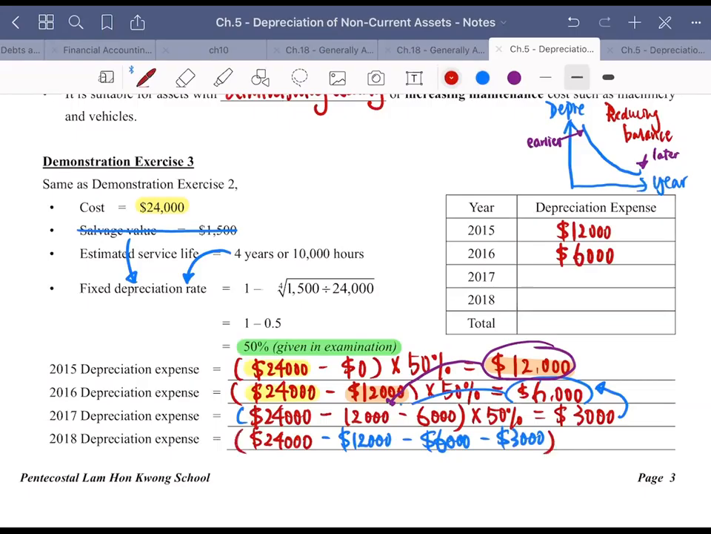So be careful of this. We are going to charge all the previous depreciation expense times the fixed depreciation rate. And after you have calculated all the depreciation expense throughout the 4 years, I would like you to calculate the total amount as well. Try to get the total depreciation expense as well, and put it in the boxes provided.